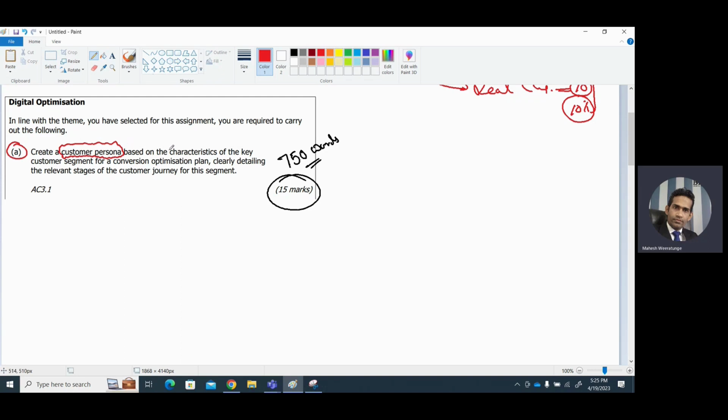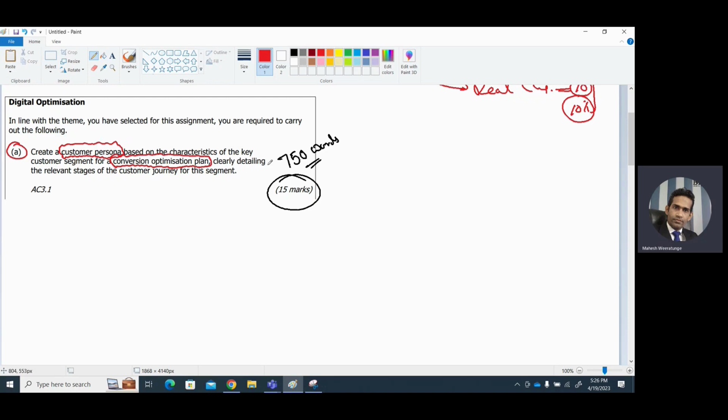Create a customer persona based on the characteristics of the key customer segments. You identify the key customer segments as well in your assignment, so you need to remember that. You need to build a customer persona for the key customer segment whom you have identified, for a conversion optimization plan. Why do you do this? Your intention is to prepare a conversion optimization plan to increase the conversion rate. To do that, you need to have your plan properly and your customer persona properly.